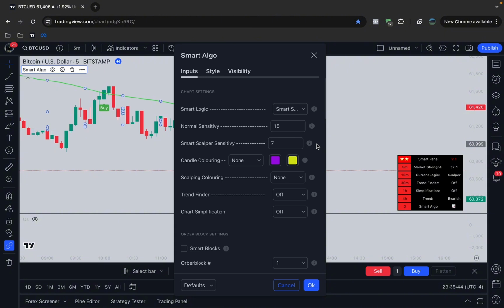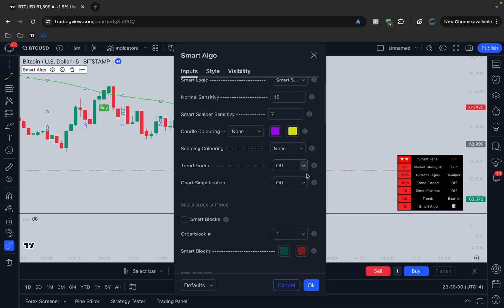There is no best sensitivity, guys. I say this every single video. It's really up to your personal preference. We highly recommend you backtest multiple strategies with multiple different sensitivities and then stick with one sensitivity that you like, guys. If you find one sensitivity, stick to it. Don't keep changing your sensitivity over and over again.